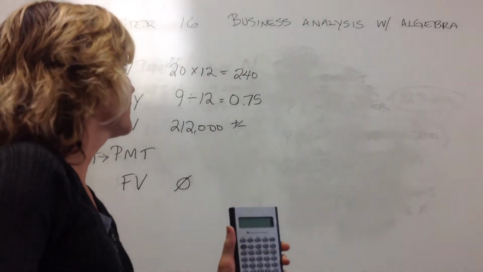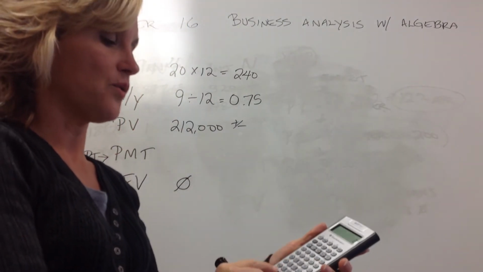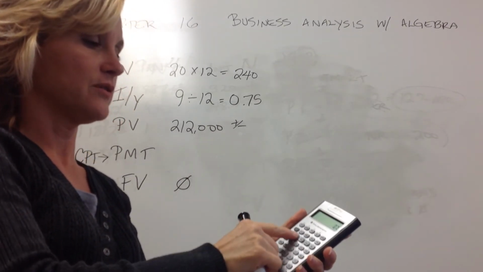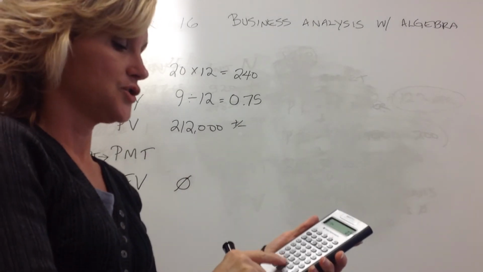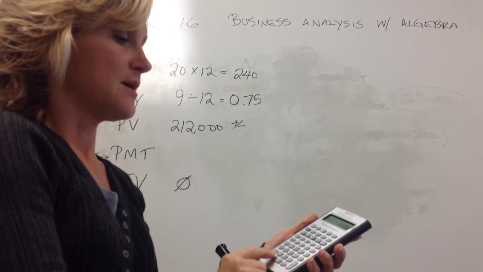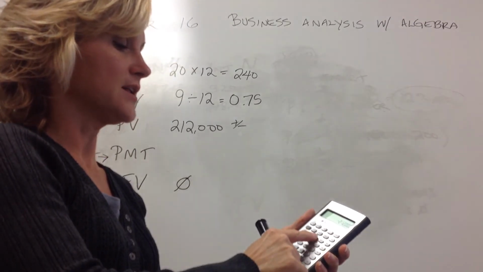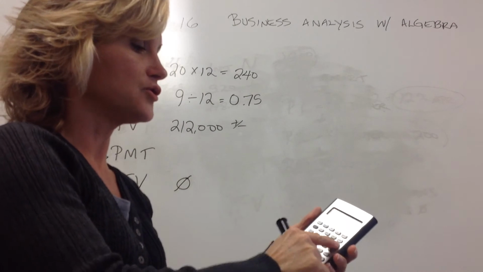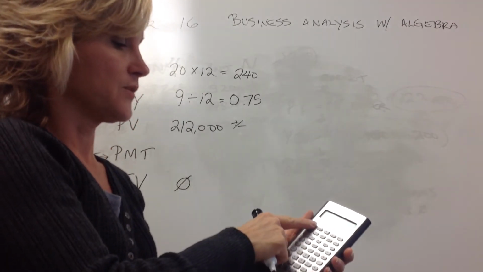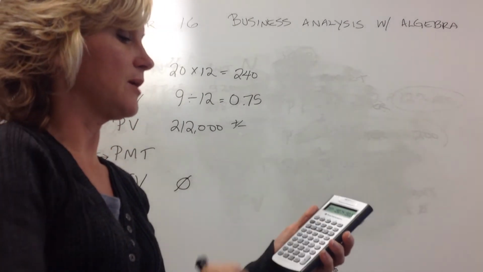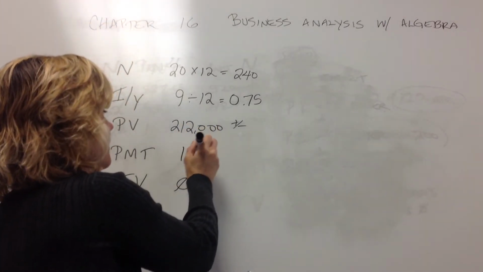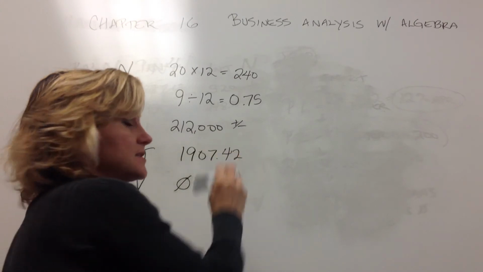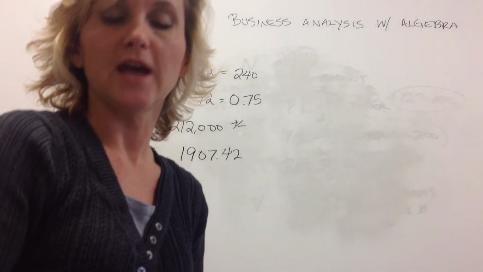So we put that into our financial calculator, 240, and then push your N button. The 0.75, push your IY button. 212,000, make that negative by pushing your plus or minus button. Then push the present value button. 0, future value, loans all paid off. And then now push compute and payment. So their monthly payment is $1,907.42, not counting any property taxes or insurance.